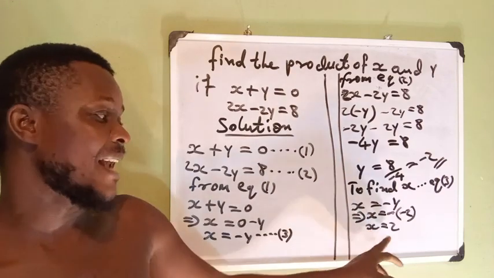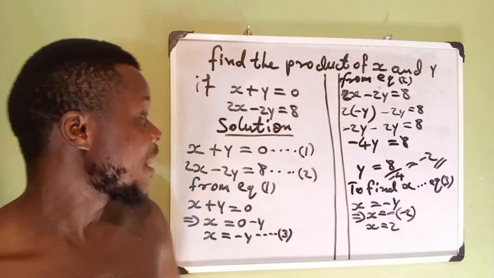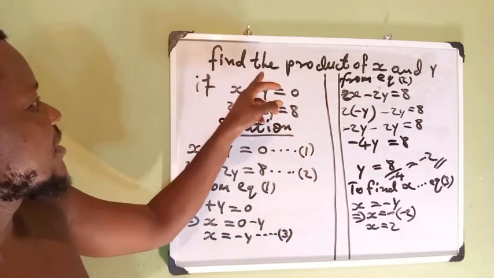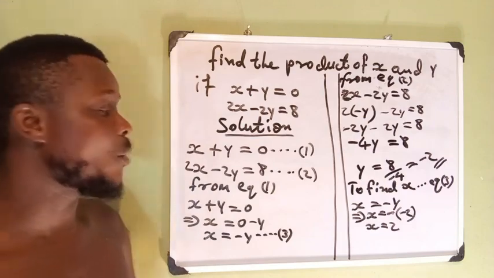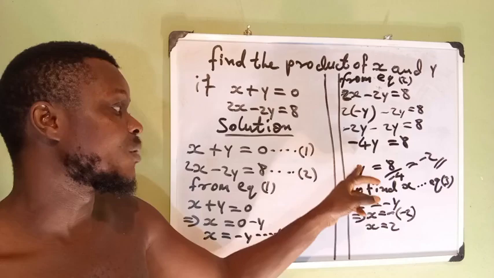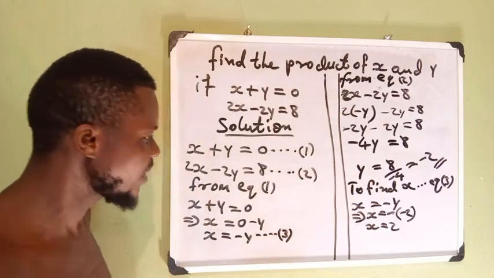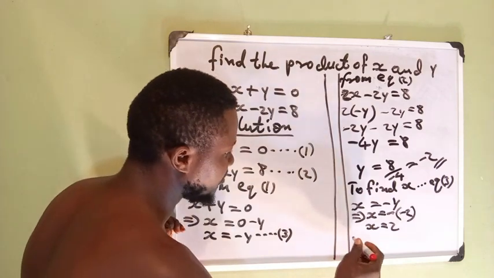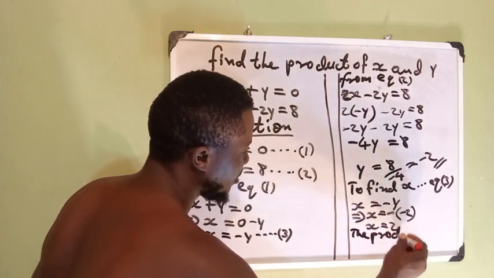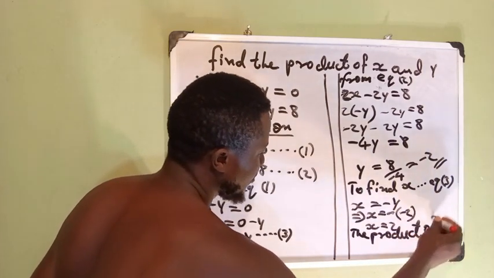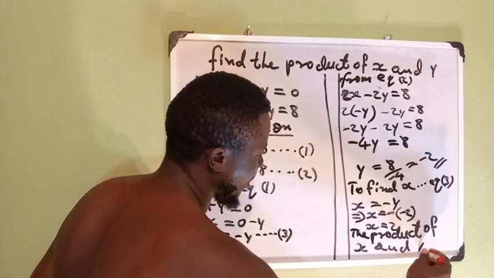So here we have that x is equals to 2 and y is equals to what? -2. And the question says find the product of x and y. The product simply means that we have to multiply x and y. Whatever it gives us is the final answer. Now we say that the product of x and y.